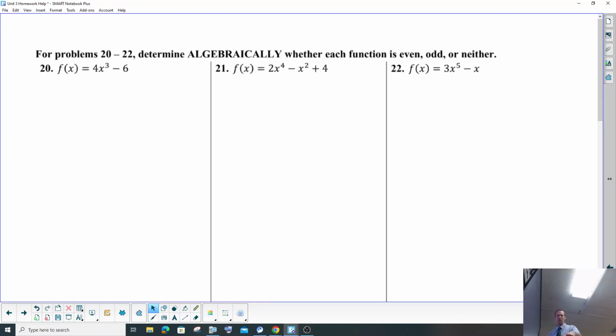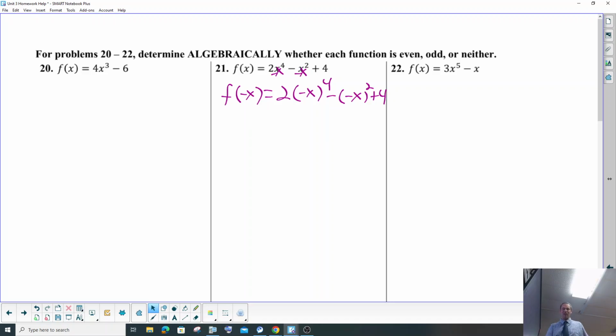You're right, Bart. Let's do 21. Okay, so 21 is 2x to the 4th power minus x squared plus 4. So how do we find it algebraically? Well, you plug in an f of the negative x. And wherever you see an x, you're going to plug in a negative. So we plug in a negative x here, shove it in there. Here, shove it in there. Right? So we get minus negative x all squared plus 4.